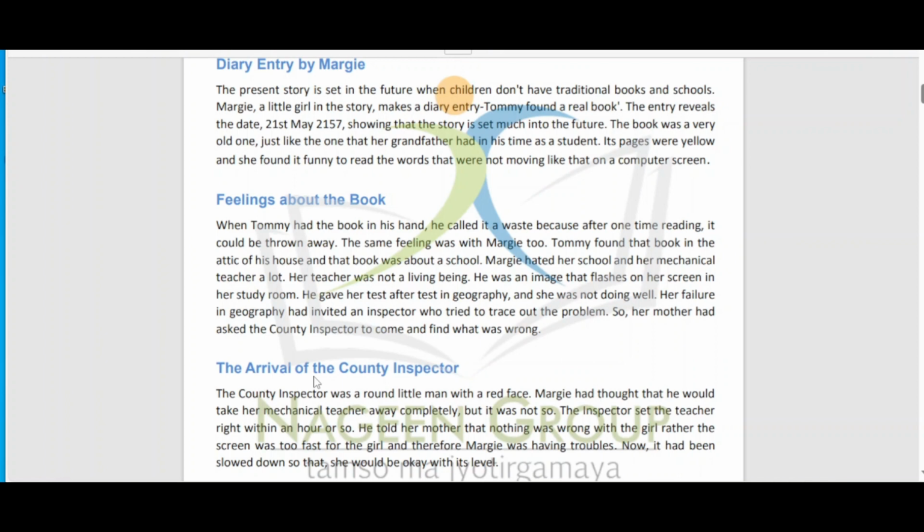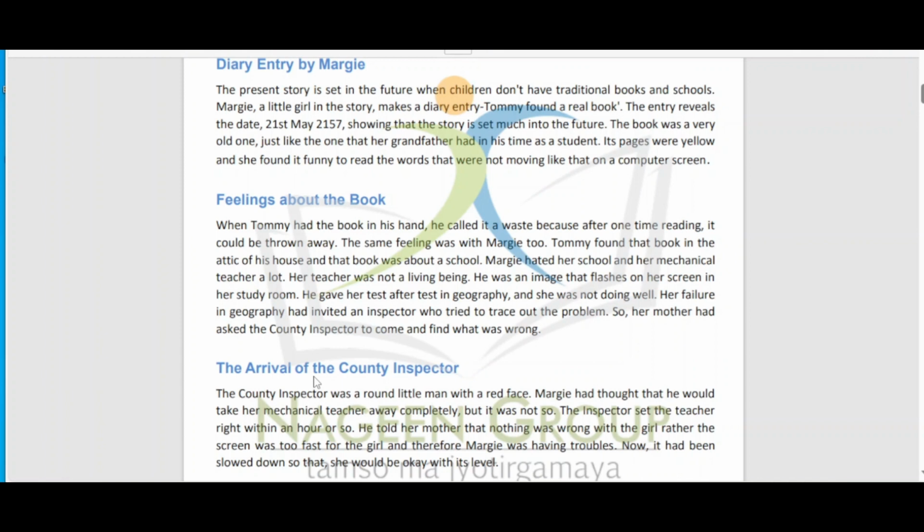Her teacher was not a living being. The teacher was not a man. They are robots. So he was an image that flashes on her screen in her study room. We can say that the mechanical teacher means an image that always flashes on the screen in her study room, where they have all the material related to school. In that room, on the screen, one image always flashes.